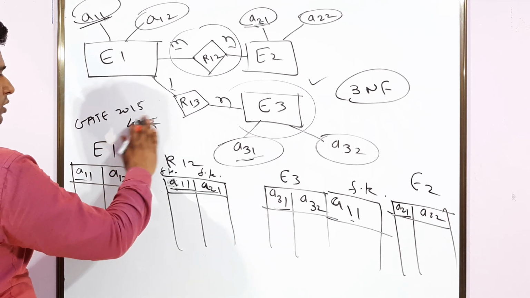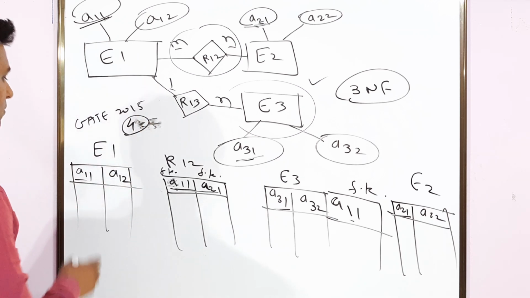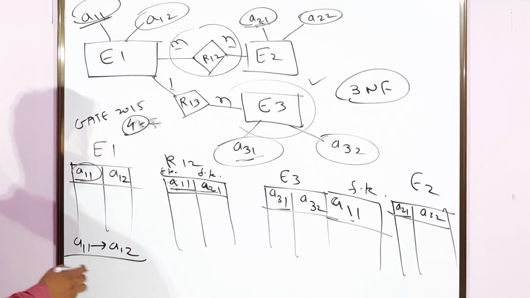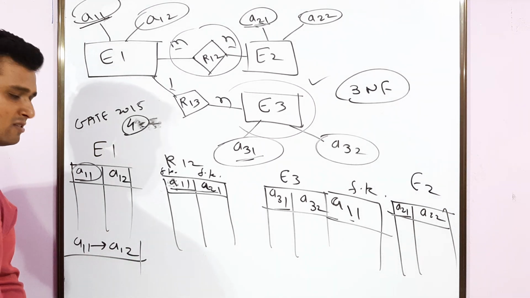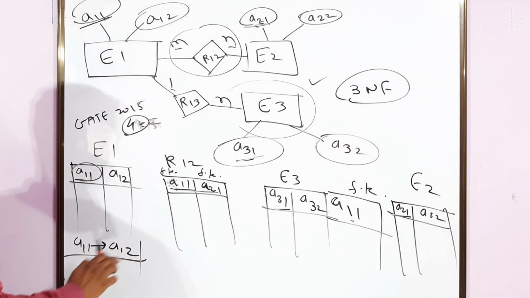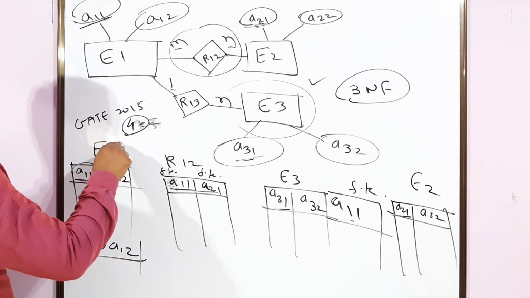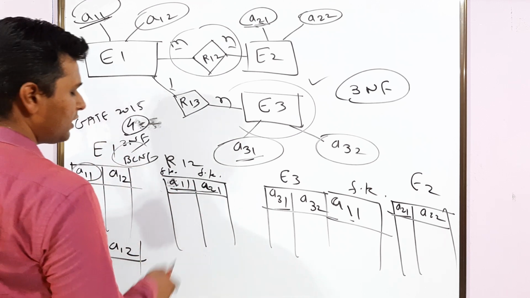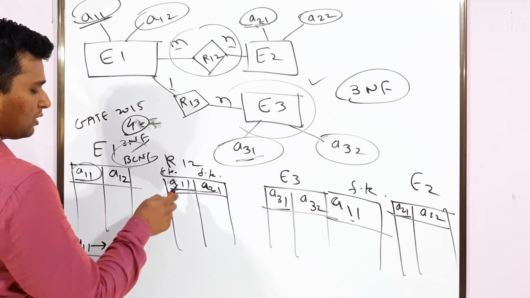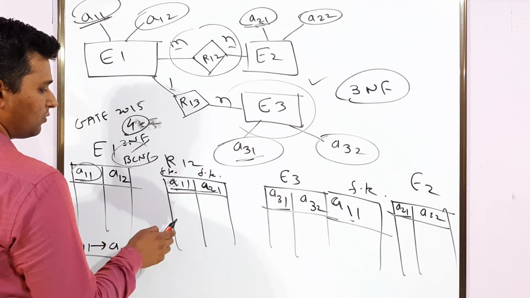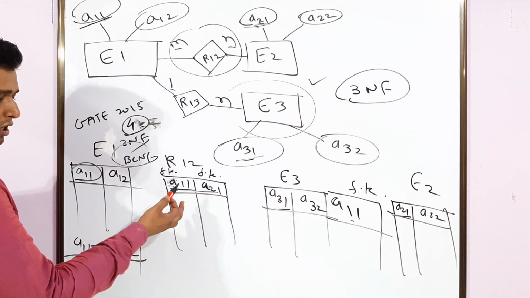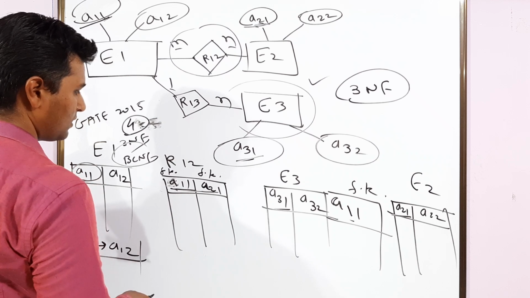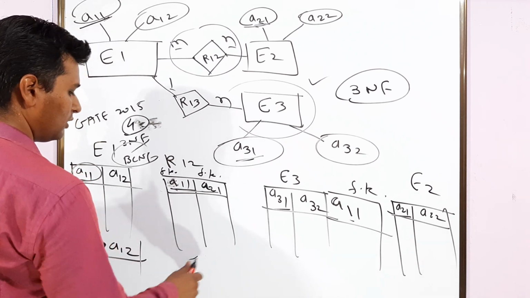Now our task is to check whether all are in 3NF or not. First, A11 determines A12, and A11 is the key. So this satisfies the conditions: it doesn't have any partial dependency or any transitive dependency. That's why we can say E1 is in 3NF as well as in BCNF. Now this relationship table also has no problem, because both attributes determine itself. There is no problem here because we cannot decompose more and there is no need to decompose. So this also doesn't have any problem for 3NF.